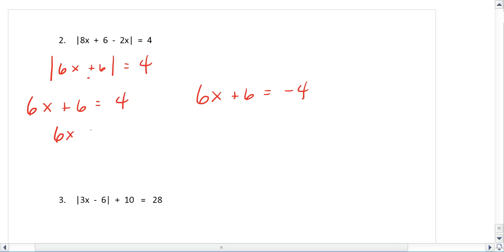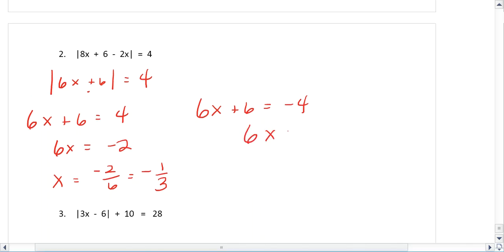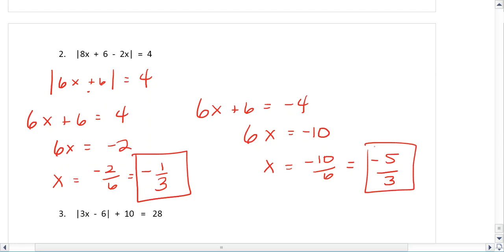Start by subtracting a 6 from both sides, and we'd get negative 2. Dividing both sides by 6 is negative 2/6, which reduces to negative 1/3. Over here, start by subtracting a 6 from both sides. 6x equals negative 10. Dividing both sides by 6 is negative 10/6, which reduces to negative 5/3. So there's our two answers for example 2.